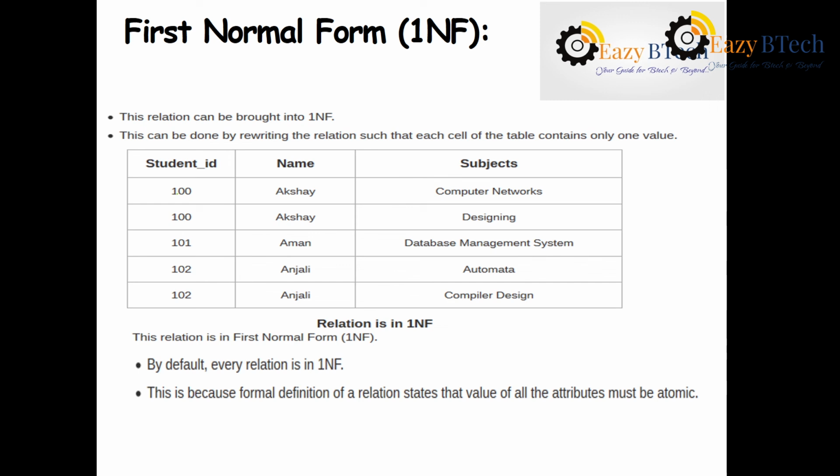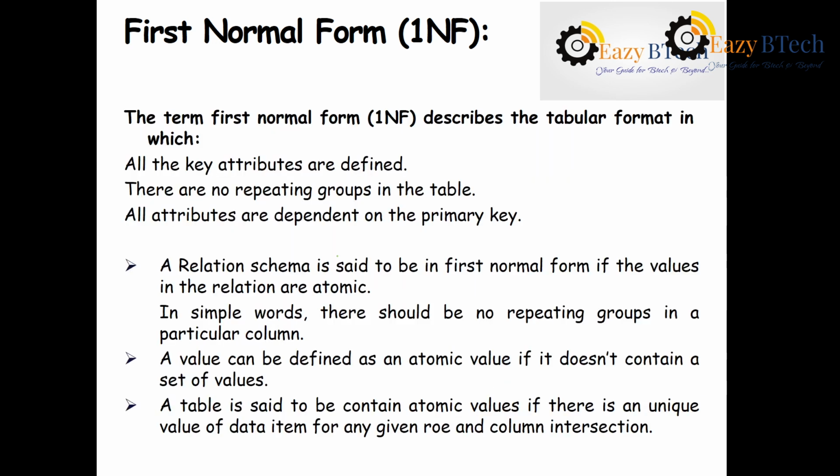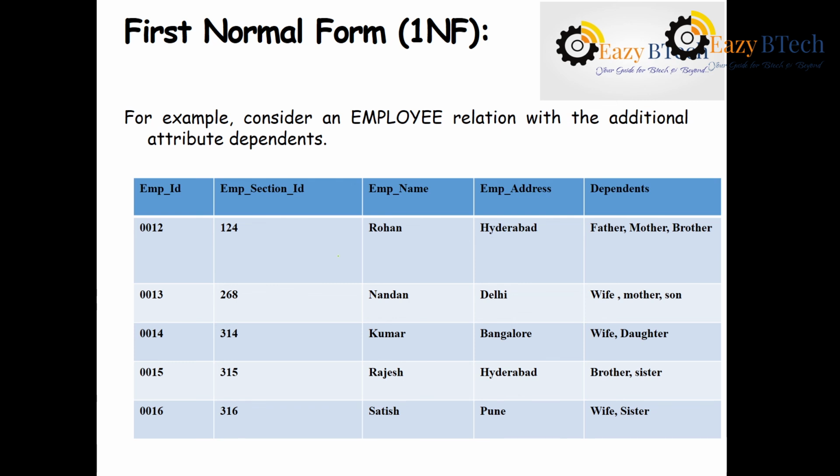We divide the database. How to divide? 101 Akshay computer network, 100 Akshay designing. Is it in first normal form? No. Why? Because there is data redundancy. When we do data normalization, we compulsorily follow three rules: avoid data redundancy, update anomaly, insert anomaly, and delete anomaly. It is not in the normal form, so we divide it into 2 tables.